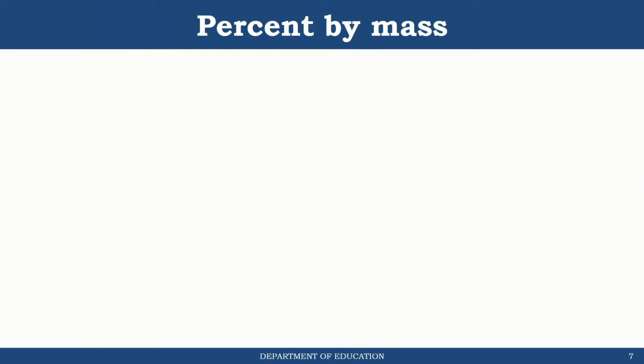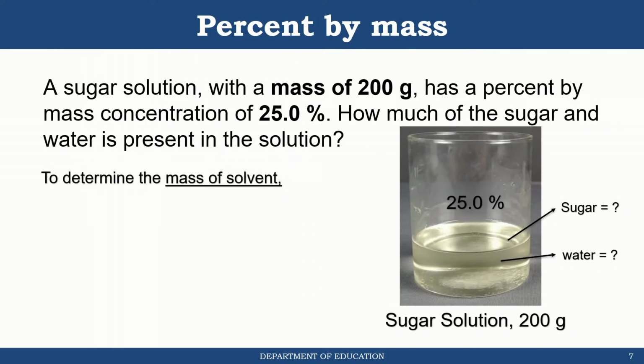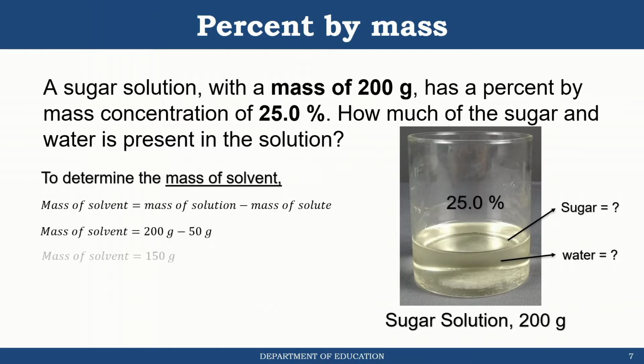Now, let's determine the mass of the solvent. We can get the mass of solvent by subtracting the mass of solute from the mass of solution. Therefore, 200 grams minus 50 grams is 150 grams.